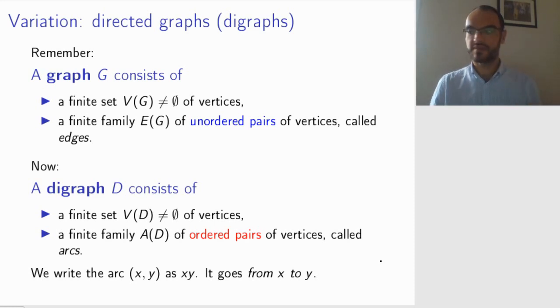So sometimes to save space, instead of writing bracket x comma y bracket, you just write xy and you say that it goes from x to y. And so note that xy is not the same as yx. So this is xy and this is yx.